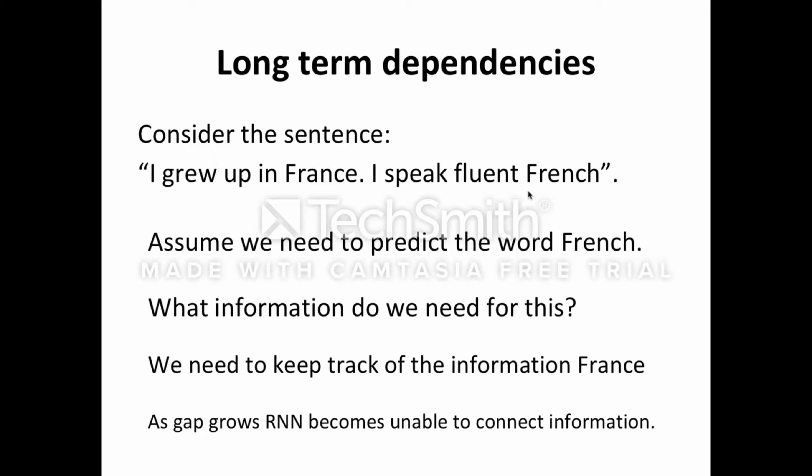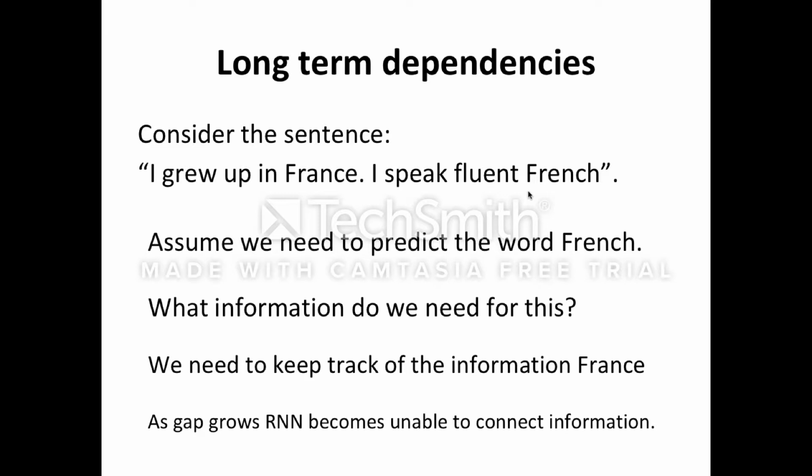Long-term dependency typically affects every natural language processing task. So let us take a look at it with the help of an example. Consider the sentence, "I grew up in France and I speak fluent French." So we need to predict the word French in this sentence. In order to do this, we need certain information from the input, and one of the key pieces of information we need to keep track of is France.